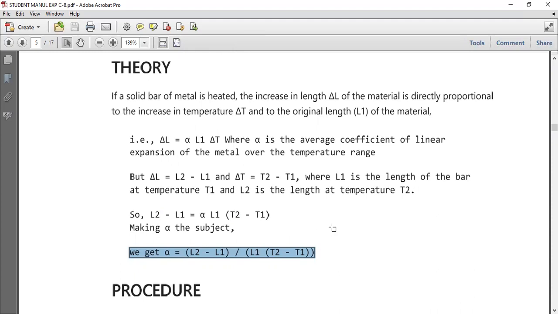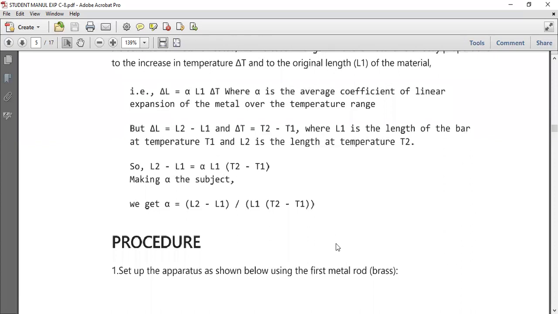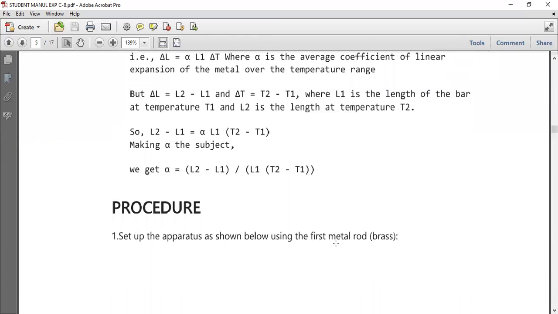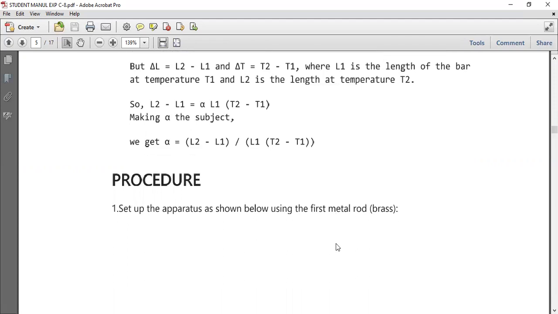So we are going to start by looking at how we can get these readings. So the procedure, we will make the setup using the first metal rod, that is brass.